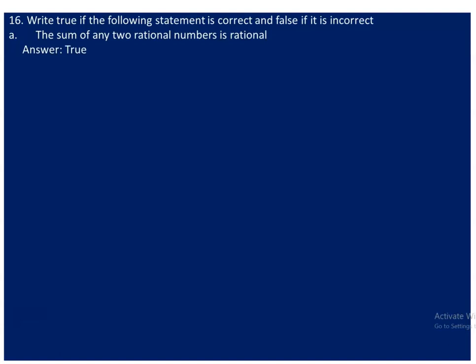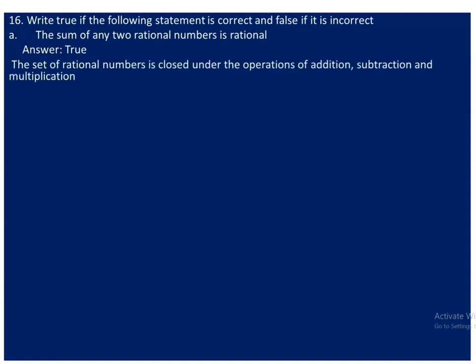The answer is true. The reason is, the set of rational numbers is closed under the operations of addition, subtraction, and multiplication. Even though it's not closed under the operation of division, it is closed under these three operations: addition, subtraction, and multiplication. Due to this fact, the sum of any two rational numbers is rational too.